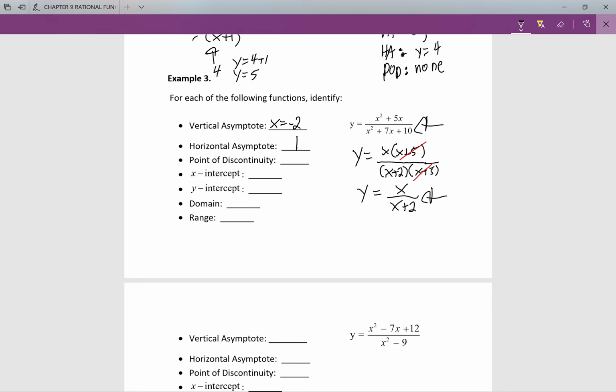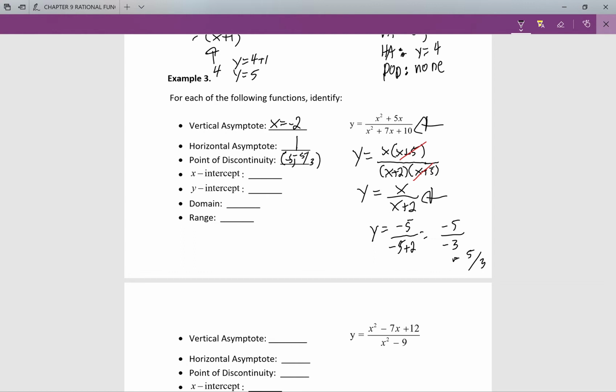My point of discontinuity, the x value of it is going to be negative 5, and then the y value of it, so I go y equals negative 5 all over negative 5 plus 2, which equals negative 5 all over negative 3, which would equal 5 over 3. So it would be at negative 5 comma 5 over 3.